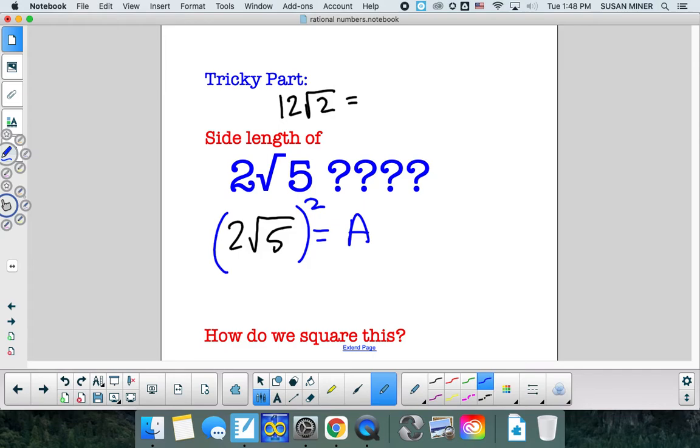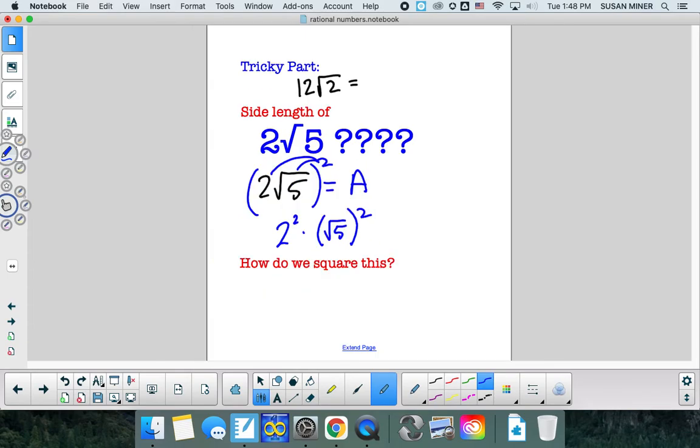Well, when I square a side length that has a remainder on it, what I really am doing is squaring each of these things individually. Remember, when I have an exponent on the outside, I distribute it to everything inside the parentheses. And so what's happening here is I really have 2 squared times the square root of 5 squared. So I'm going to do these two things separately. 2 squared would be 4 times, well, when I square a square root, remember, those cancel each other out. And so 4 times 5 would be equal to 20.